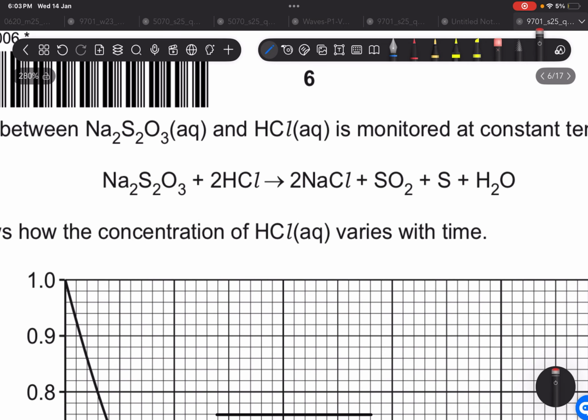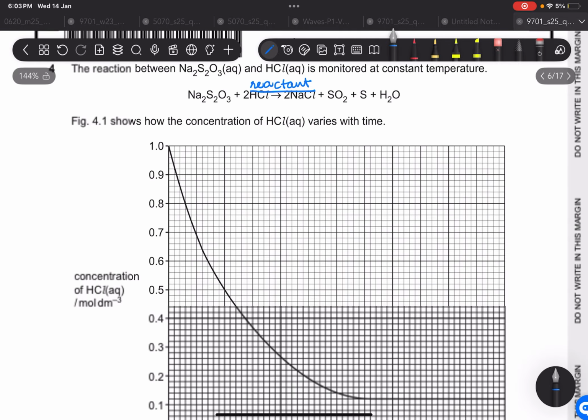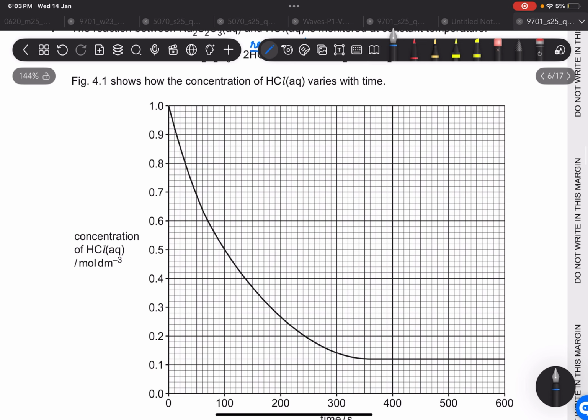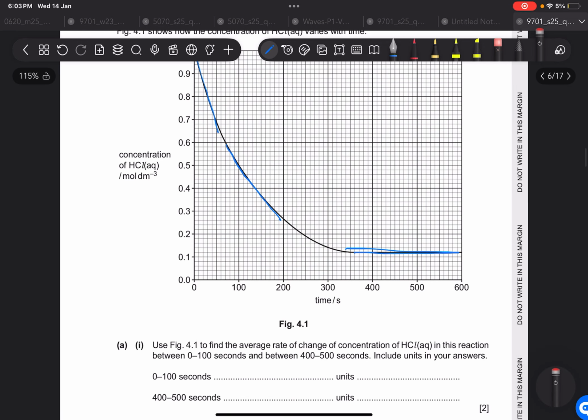You have to realize whether HCl is your reactant or your product. I know that HCl is my reactant. Since my reactant is decreasing, if it decreases faster, that means my reaction is going faster. If it decreases slower, my reaction is slower. And if the concentration of HCl becomes constant, that means my reaction is no longer happening. That's a simple basic inference I can make from the graph, knowing that it's telling me about the amount of HCl.